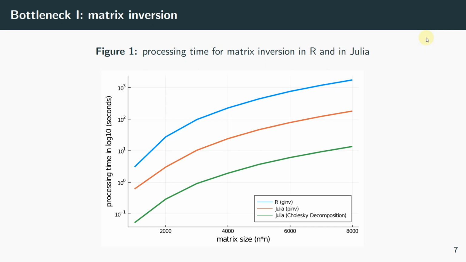As you can see with the red line and the blue line, the generalized inverse or pseudo-inverse in R is quite expensive, but in Julia it takes less than 2 minutes. The green line shows the actual algorithm used in our package for matrix inversion, the Cholesky decomposition. This algorithm further reduces processing time to around 10 seconds. Imagine a process used to take 30 minutes, and now it only takes 10 seconds. How fast it is.